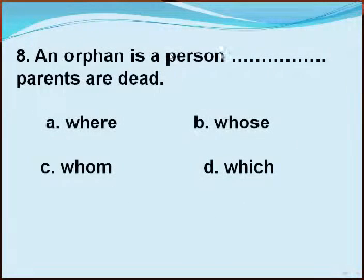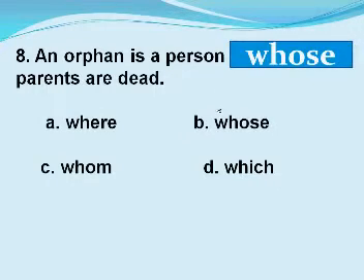Number 8, an orphan is a person parents are dead. Where or whose or whom or which parents are dead? Very good. Whose parents are dead? I would like you to imagine that this sentence was 2 sentences before. It was like this: an orphan is a person, his parents are dead. In order to join the 2 sentences, we used whose. So this means that we use it in the state of a possessive pronoun. An orphan is a person whose parents are dead.